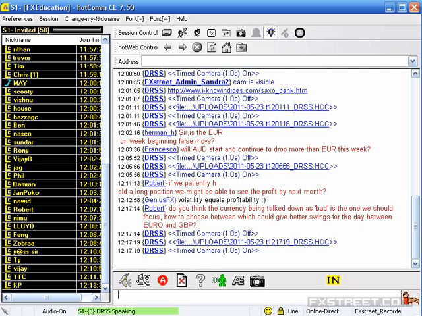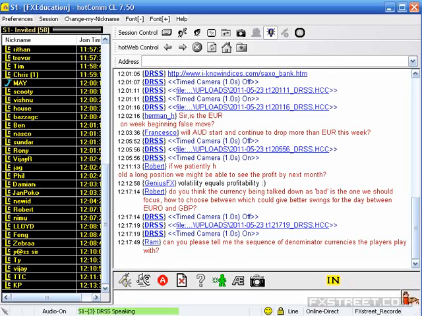Then Herman has got a question. Is the euro weak beginning a false move? So a weak beginning false move will be a rise during the European session. Now they have made their drop and they are expected to gain the levels. So indicating that weak beginning, either way moves, because the downside is limited with regard to euro and GBP. So they have to make either way swings in this week also.